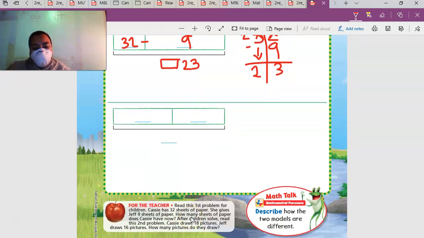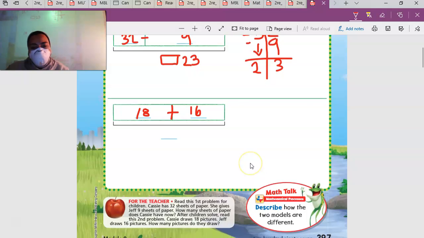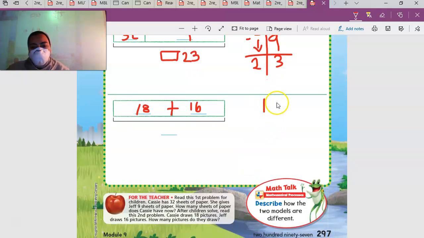Cassie draws 18 pictures. Jeff draws 16 pictures. How many pictures did they draw? Now it says Cassie drew 18. Jeff drew 16. And in all means add. So, guys, these problems today, they're not all subtracting. You have to read and figure it out. You have to look for those keywords. 18 plus 16 is what? Now we're doing plus, not minus, okay?